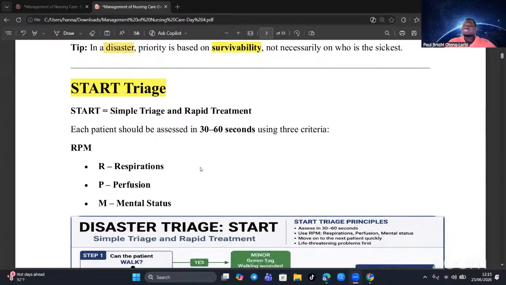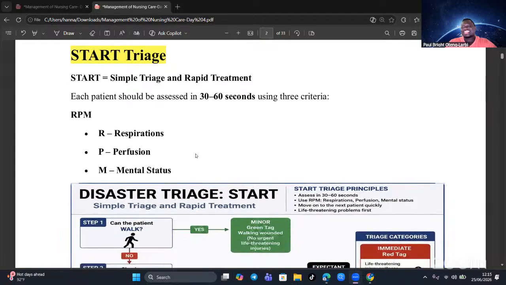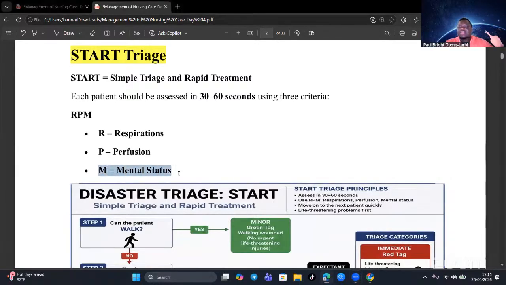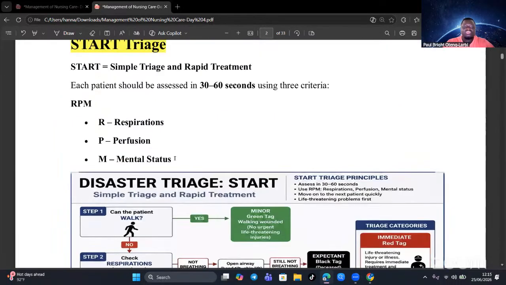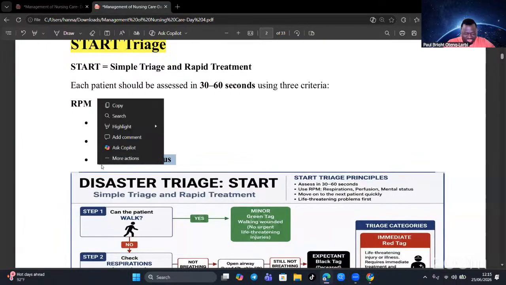Okay. So that is it. That is disaster triage. So we do respiration, perfusion, mental status. Respiration, perfusion, mental status. And there another team too will be assessing mental status. You know how to assess mental status. We don't do this thing here. How do we call this assessment tool?